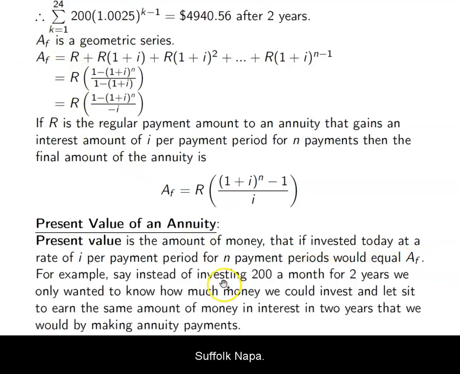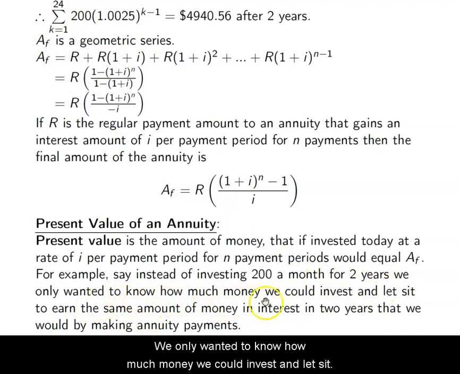Okay, so for example, say instead of investing $200 a month, like I did in the previous case for 2 years, we only wanted to know how much money we could invest and let sit and earn the same amount of money in interest in 2 years that we would by making annuity payments.